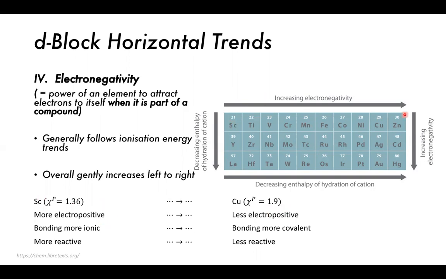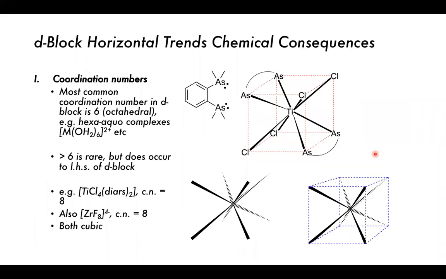Less electropositive on the right-hand side, the bonding side, and more reactive on the scandium side than on the copper side. So generally more reactive on the left-hand side than the right-hand side, and that's generally because the ionic nature changes.